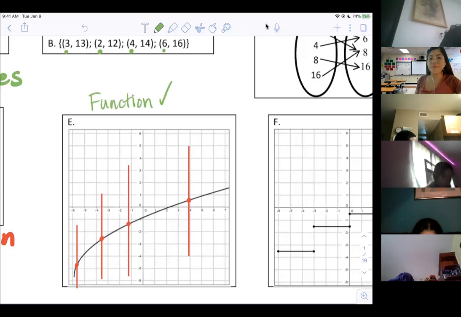Miss, do we write the graphs too? No, for this, since it's a big graph with a lot of stuff going on, just make sure you use your eyes. You don't have to copy it.